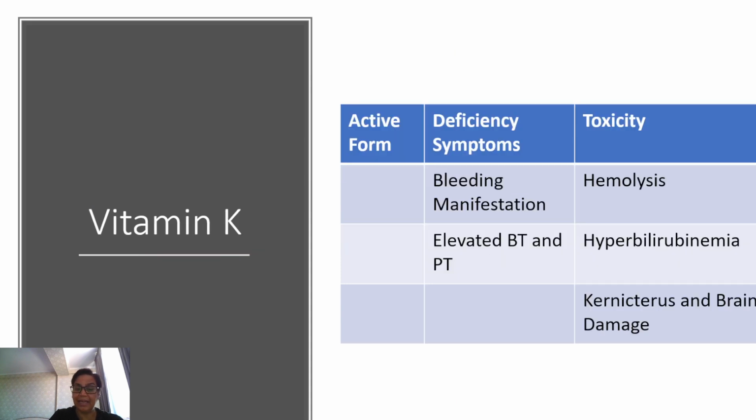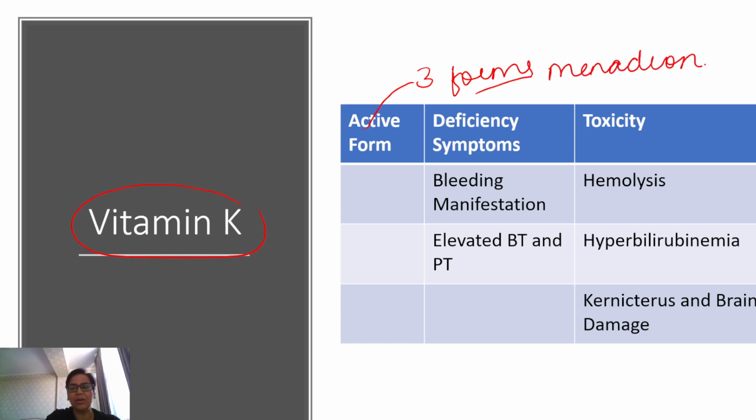Then vitamin K. K stands for coagulation also. Always remember, this vitamin K has 3 forms, and out of these 3 forms, menadione, the third form, is considered to be the only water soluble form. Another interesting feature about vitamin K is that out of all the fat soluble vitamins, vitamin K is the only vitamin acting as a coenzyme. Functions of vitamin K I will be discussing in detail in my separate video.